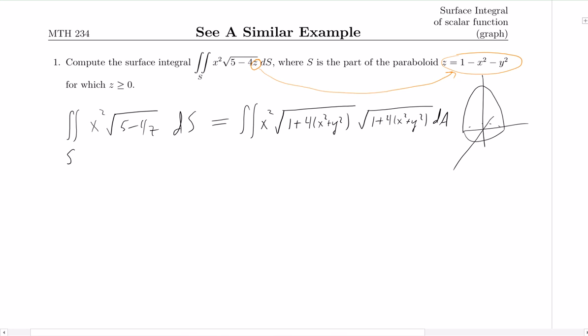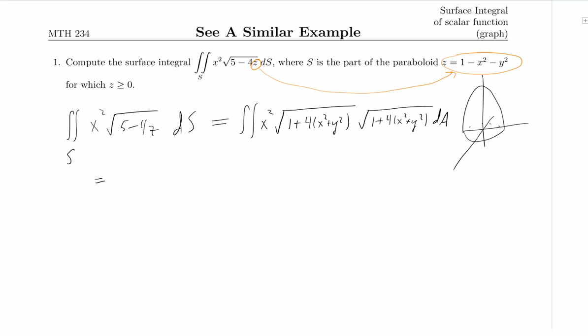And coincidentally, these two square root expressions are exactly the same. So when we multiply them together, we just get rid of the square root. Oh, and forgot one thing. We need to put the bounds on the integral.